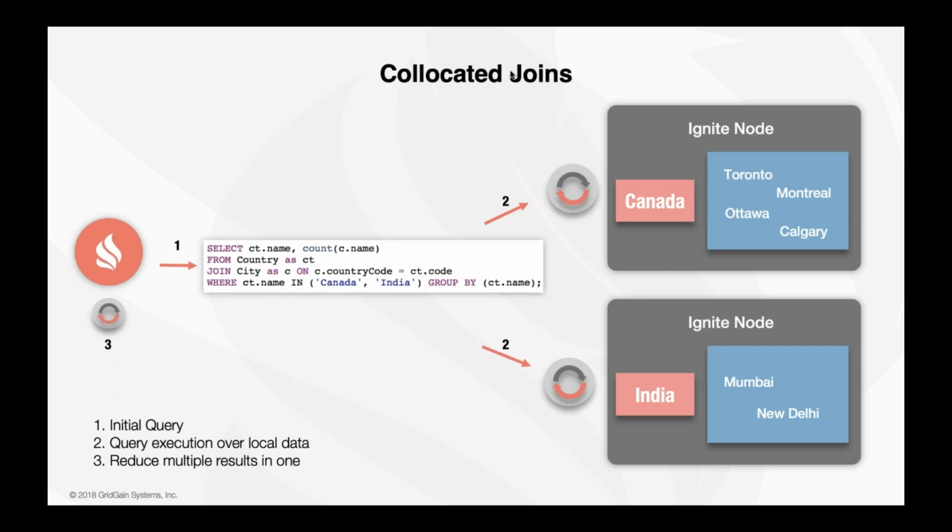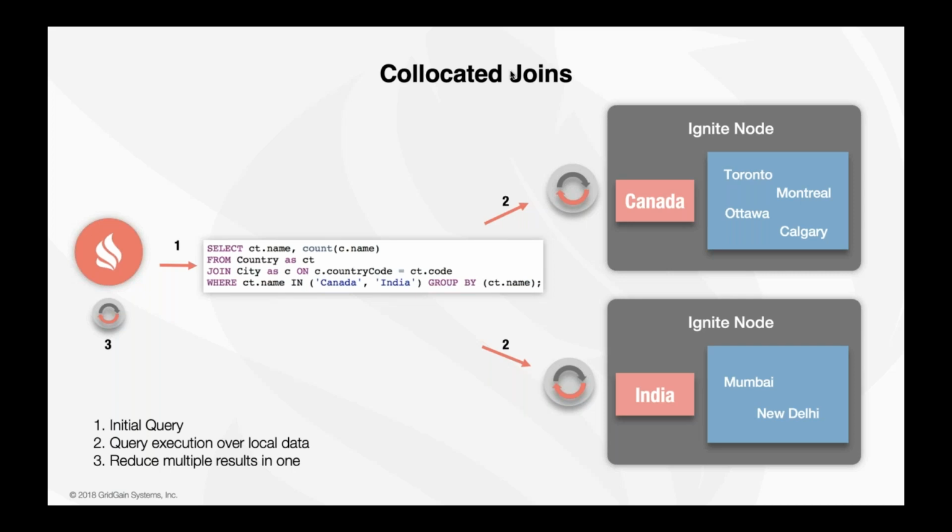And as you can see, we've done a little bit of co-location here because we realized that, for example, countries and cities have a natural kind of affinity between them. If we're querying countries and we want to find all cities within a particular country, then it makes sense to do this kind of co-location in this way. So we've got Canada and its associated cities stored on one Ignite node, and we've got India and its associated cities stored on another Ignite node.